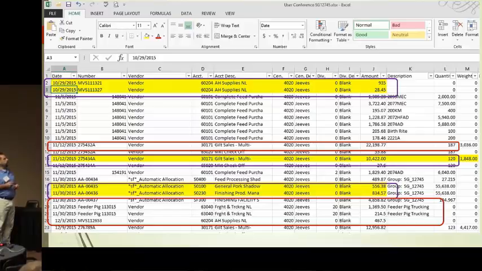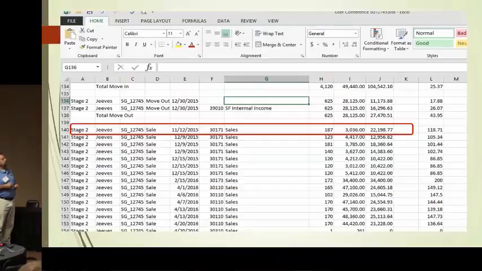But let's look at the next sale right below that on the same date, 11/12, same ledger account, 30171, for $10,000, 120 animals. We don't have any other sales on our WIP report for that date.